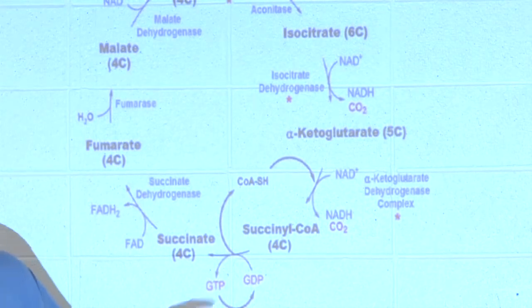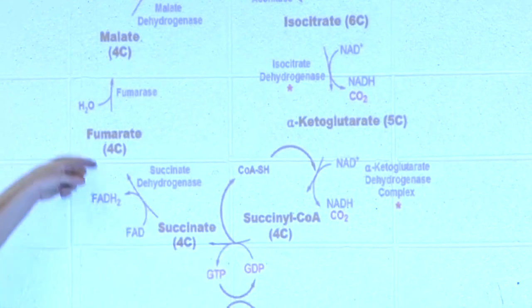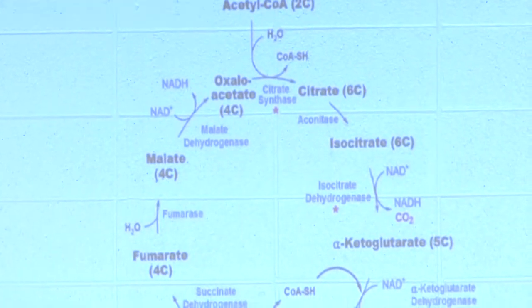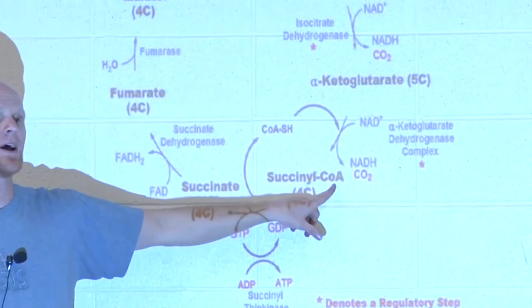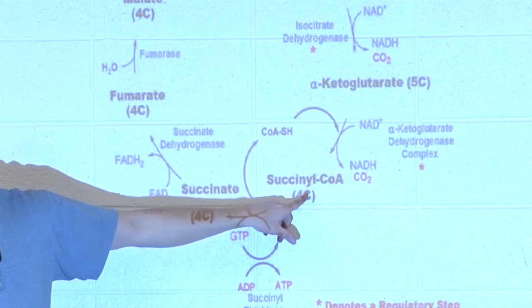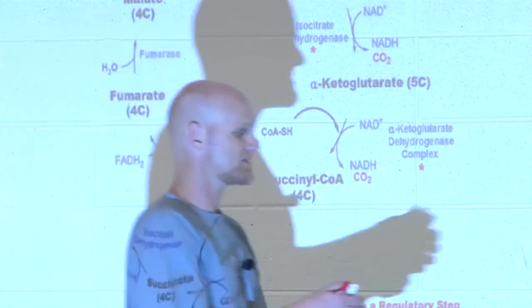Cool. Now we're down to 4 carbons. Are we going to lose another carbon anywhere? Not through this cycle. So all the way to oxaloacetate, we stick around with 4 carbons. So a couple things to know. In this step, we end up with succinyl-CoA. So big thing you should know about succinyl-CoA. What kind of linkage? That's a high energy linkage are we talking about here? It's a thioester.